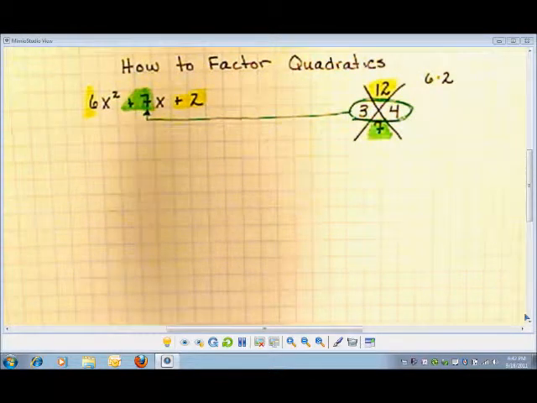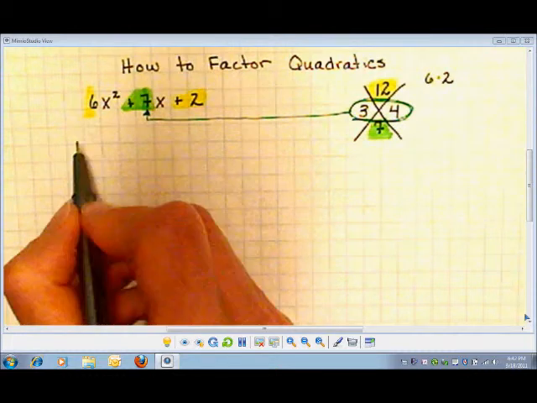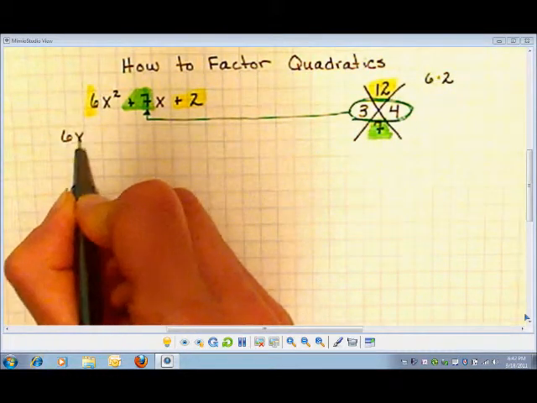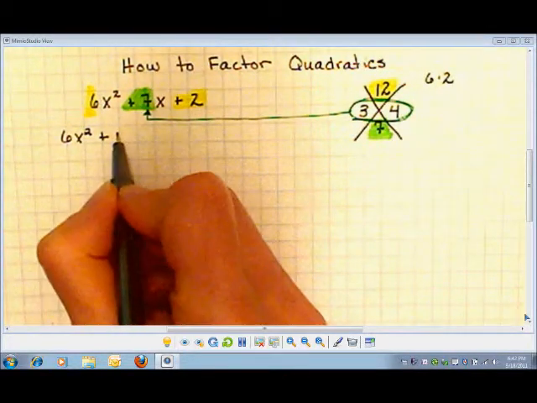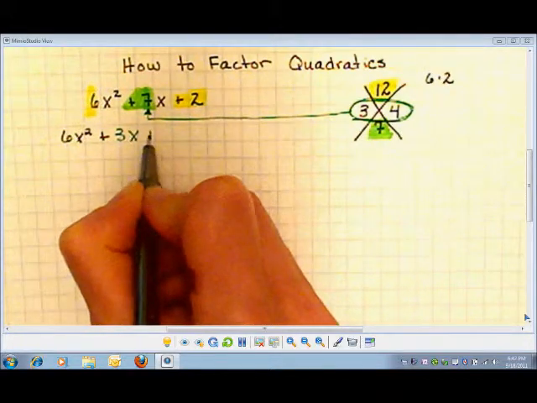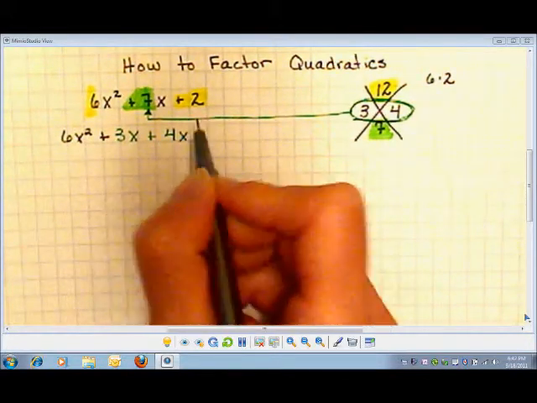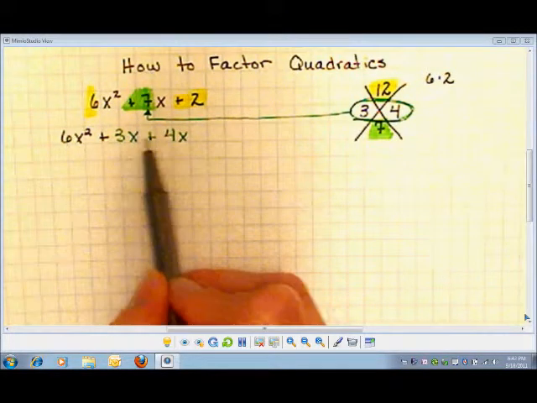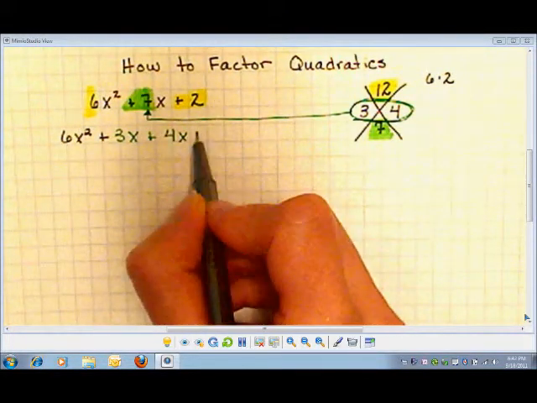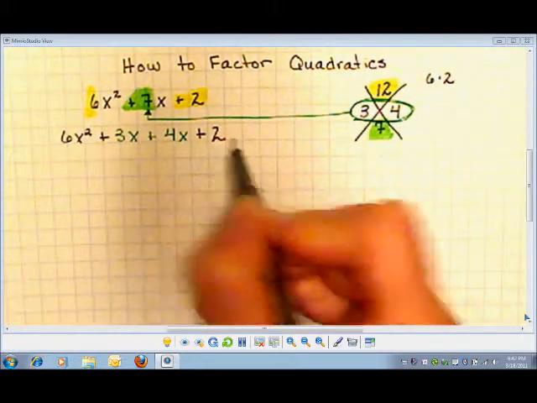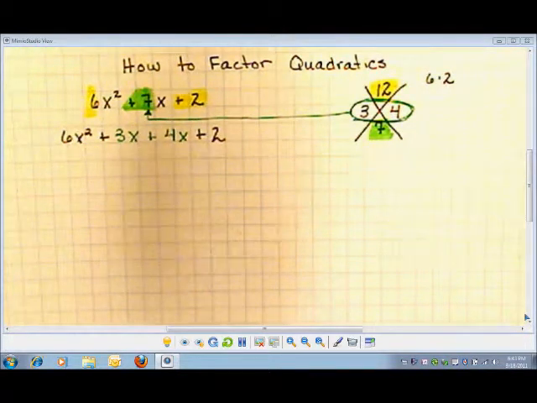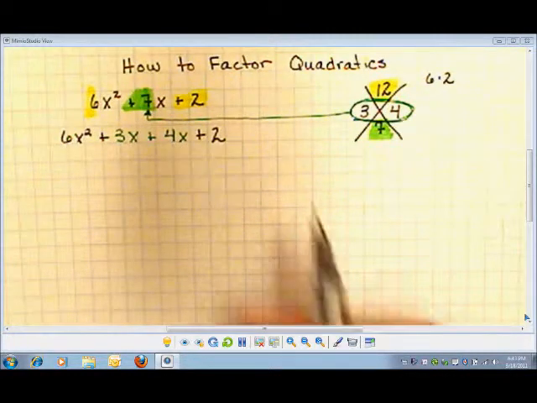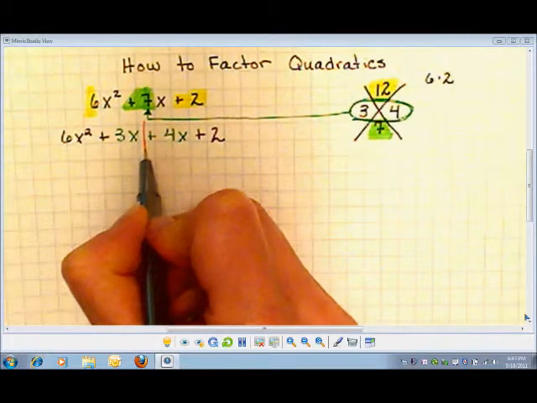So I'm going to rewrite my equation to be 6x squared plus 3x plus 4x, because 3x plus 4x is 7x, plus 2. So now I have 4 terms, and I'm going to separate these into 2 parts.